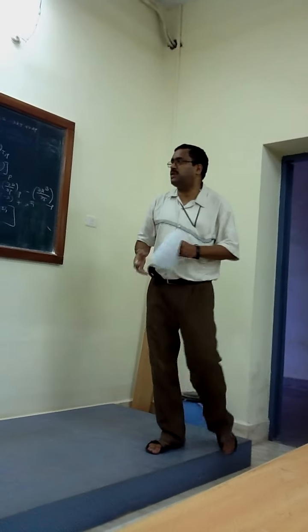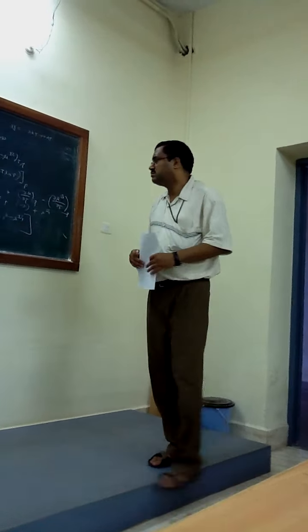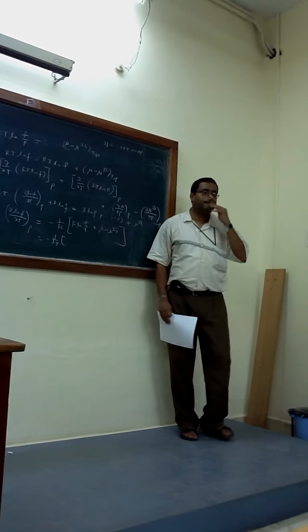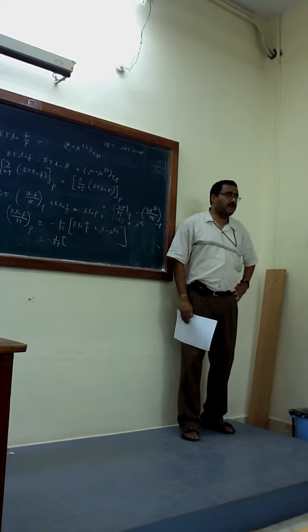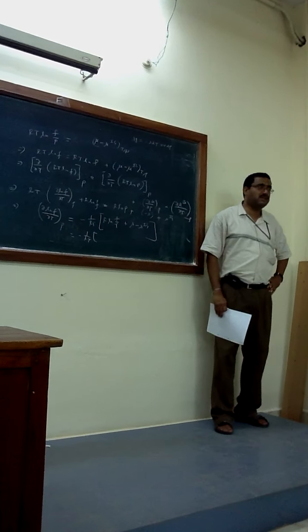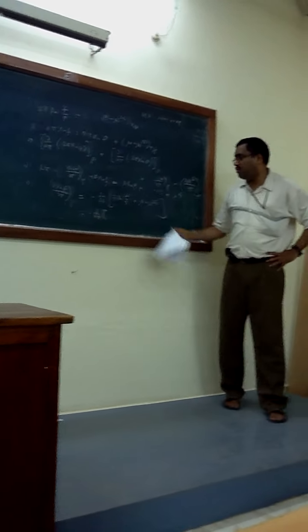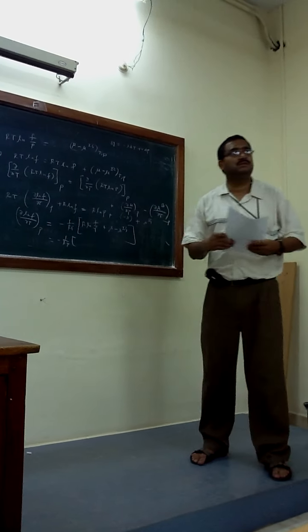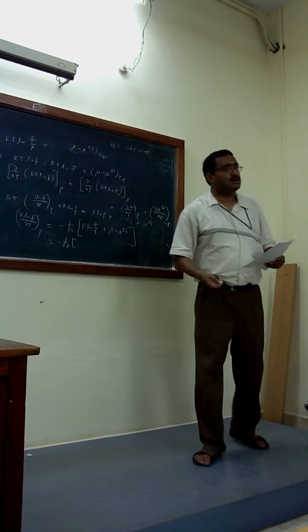You can write it in terms of the departure formula. What is the definition of fugacity? The definition of fugacity says ln F by P is (mu minus mu Ig) by RT. So R ln F by P is what?